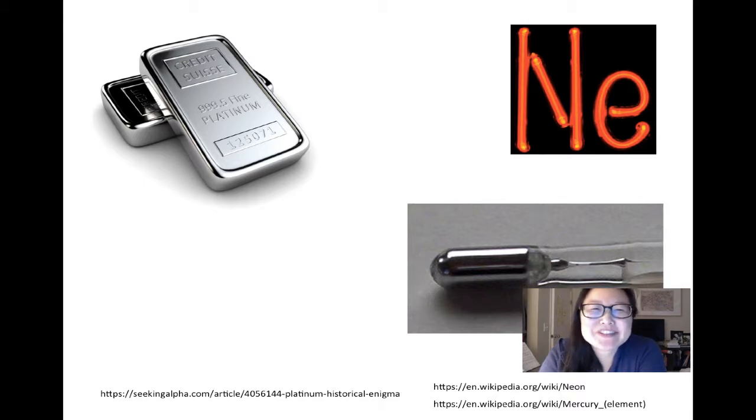So here are some pictures of different elements on my left here. We've got platinum, and on the right, neon in these tubes shaped into the letters N and E for neon symbols. And then down here I have mercury in a thermometer. Thermometers used to be commonly filled with mercury, and you can see it's beaded up because it's actually a liquid at room temperature. So just real quick, what differences do you see among these elements?